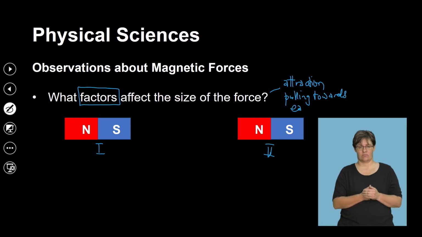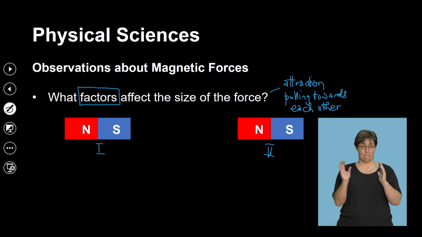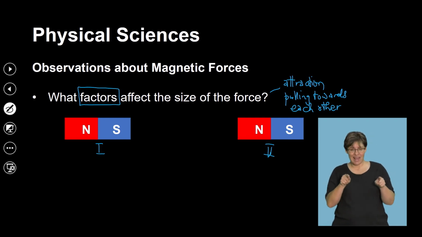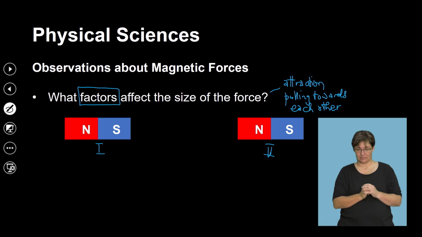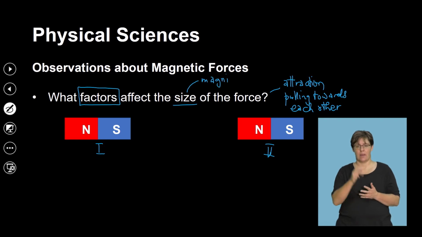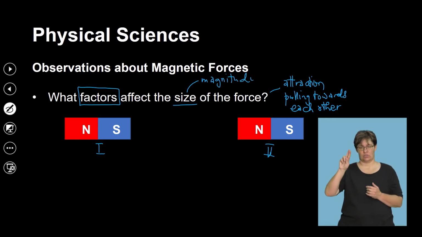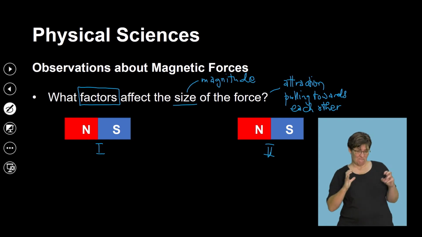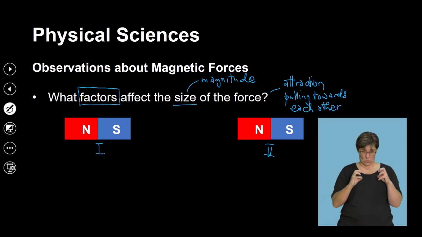So these are actually pulling towards each other, okay? So what affects the size of the force? Now, the force with which magnet 1 attracts magnet 2 is equal to the force with which magnet 2 attracts magnet 1. In terms of size, sometimes we refer to size as the magnitude, right? We want to know what affects the size, or how big the force will be, if these two were brought even closer or further away.